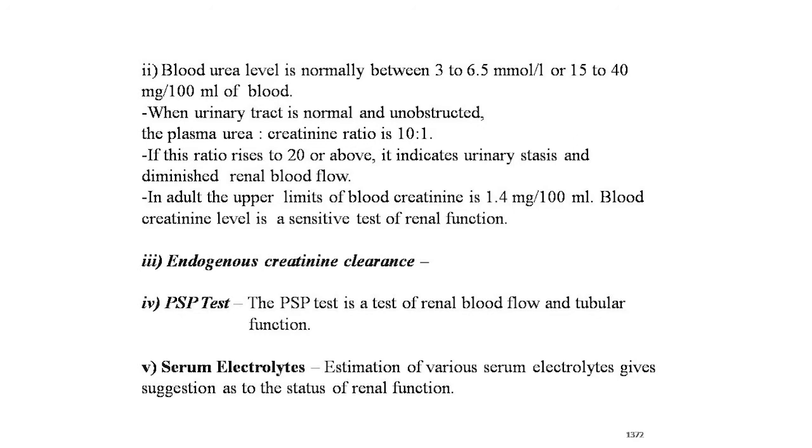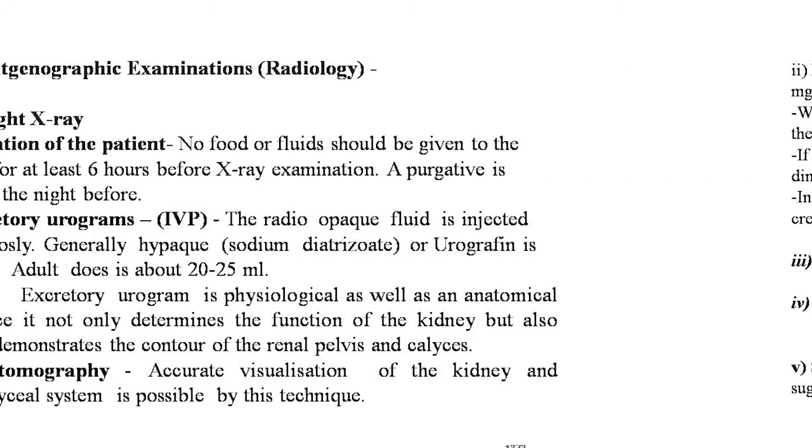Now the next test is the PSP test. The PSP test is a test of renal blood flow and tubular function. The next test is the serum electrolytes. Estimating the various serum electrolytes gives suggestions as to the status of renal function. Now these are the blood and urine tests.